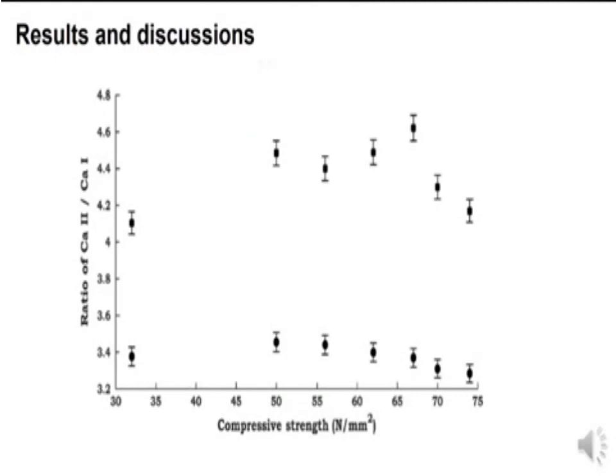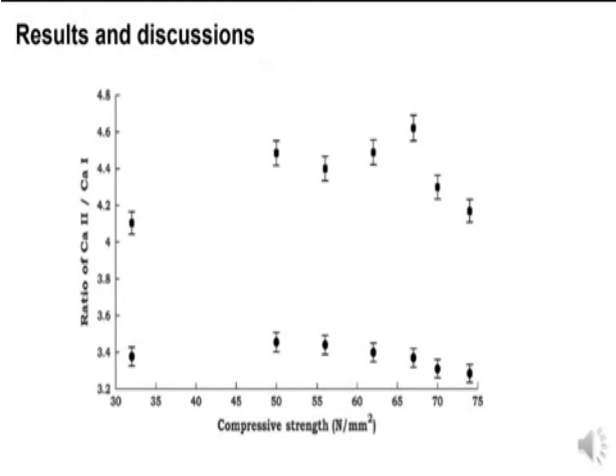Results and discussion. We see here the relation between the ratio of calcium ionic over calcium neutral. For the calcium ionic, we have 2 calcium lines and 1 neutral line, so we have two figures or 2 spectra as shown, the one below and the one above, in relation with the compressive strength, or the mechanical compressive strength, or the destructive compressive strength measured in the lab.